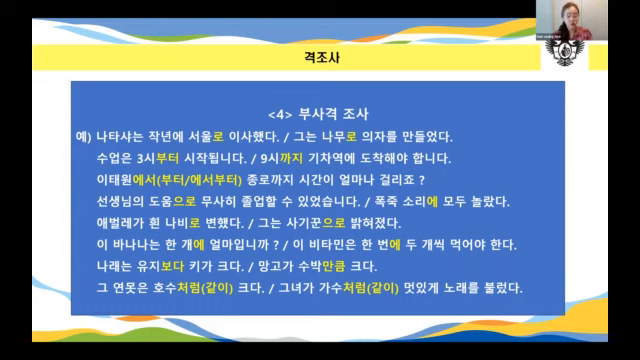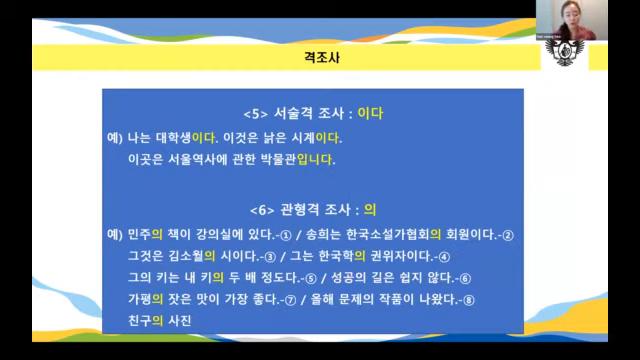What three particles? Predicative particles, 서술격 조사, adnominal particles, 관형격 조사, and the vocative particles, 호격 조사. Let's start. Next, 서술격 조사, predicative particles. It is as simple as complement particles. It is only one, 이다. That's it. Let's read an example together first. 나는 학생이다, 대학생이다. 이것은 낡은 시계이다. 이곳은 서울 역사에 관한 박물관입니다.